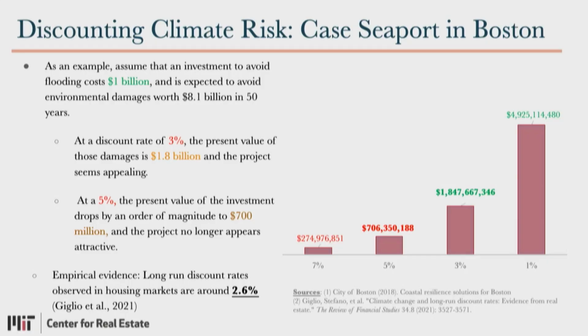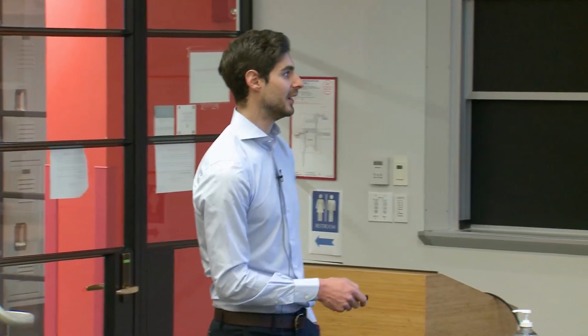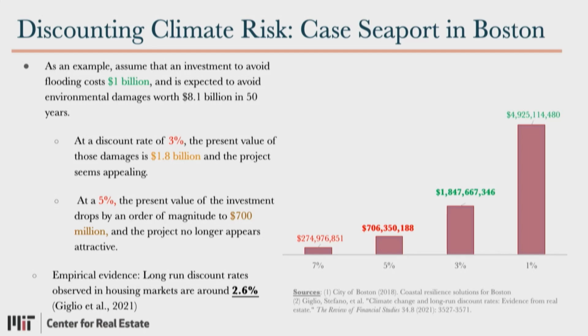So here is what it comes down to. If you think about investing 1 billion to protect the city from 8 billion of damages in 50 years, any change in the discount rate will actually make a big difference in the decision making. We have always had this in this course, NPV positive, NPV negative. With anything from 7 to 1%, which covers a lot of the discount rates that you end up seeing in the literature, you see that there will be a very different outcome.